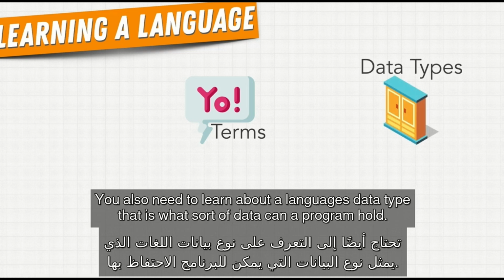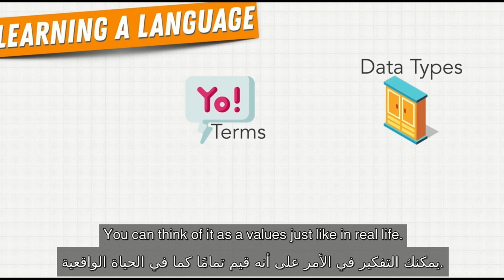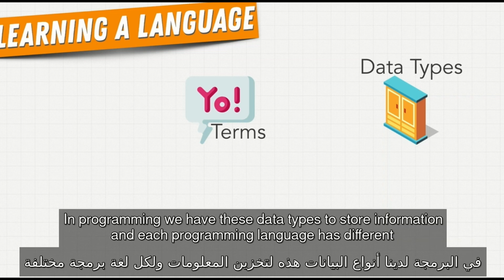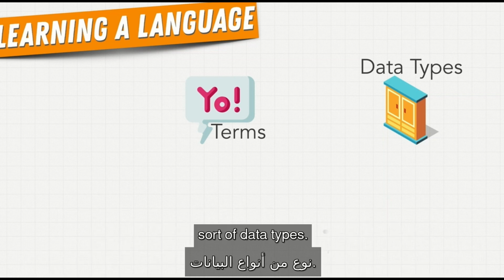You also need to learn about a language's data types. That is, what sort of data can a program hold? You can think of it as values. Just like in real life, we have different ways to represent values, like numbers, letters, and symbols. In programming, we have these data types to store information. And each programming language has different sorts of data types.